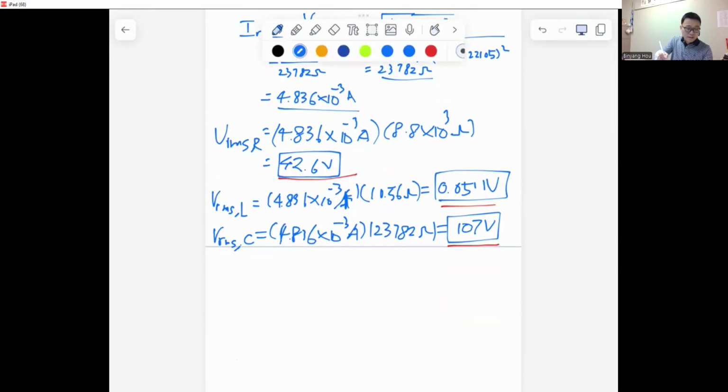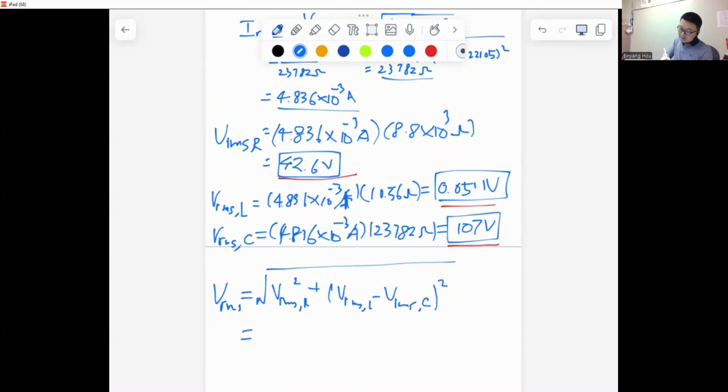So in that case, the VRMS total, similar to the V peak, should be equal to the square root of VRMS on the R squared plus (VRMS on the L minus VRMS on the C) squared. Let's just quickly check if that's the case. 42.6 squared plus (0.0511 minus 107) squared. And when you punch these numbers into your calculator, indeed it gives you 115.